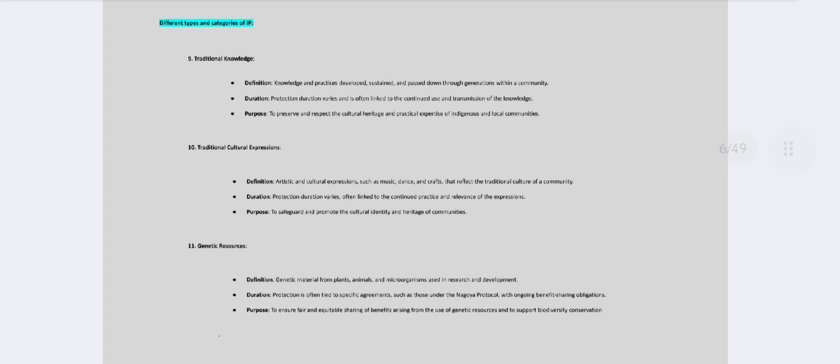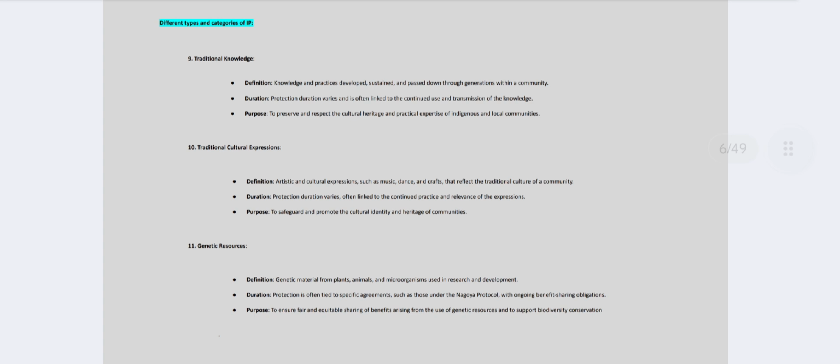Traditional knowledge. Definition: knowledge and practices developed, sustained and passed down through generations within a community. Duration: protection duration varies and is often linked to the continued use and transmission of the knowledge. Purpose: to preserve and respect cultural heritage.